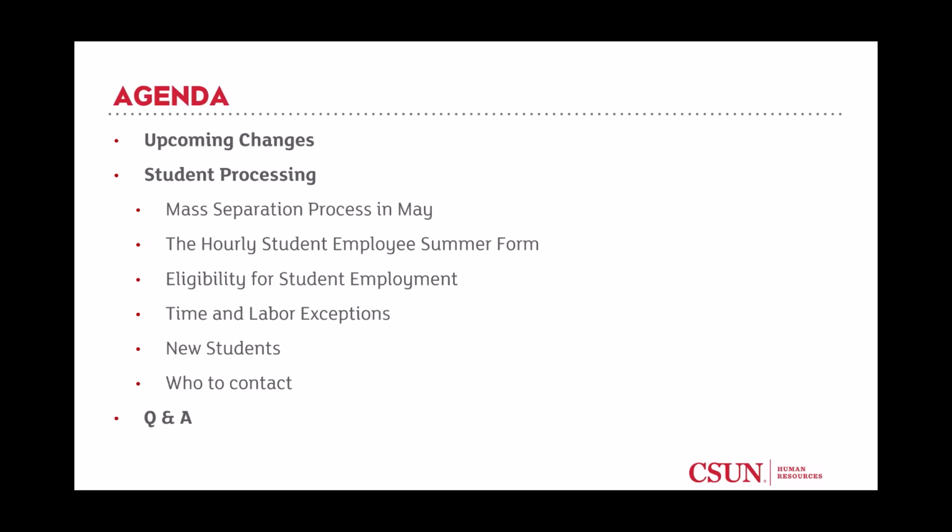I'll cover eligibility as far as summer enrollment goes, and the hourly student employee summer form that will be posted on our HR toolkit, as well as some time and labor exceptions. These are the general questions that people tend to ask: when can my students start working 40 hours? When can they move to this job code? I'll try to clear that up as much as I can and break it down month by month. For incoming students, I'll also cover whether or not they're eligible to work for the summer, as well as who to contact in case you have questions. And like I mentioned, I will leave some time at the end for Q&A.